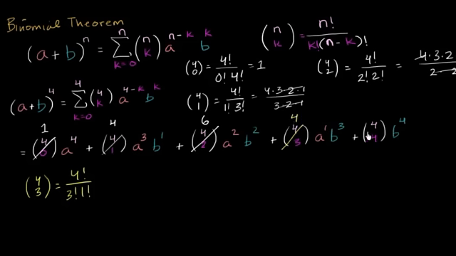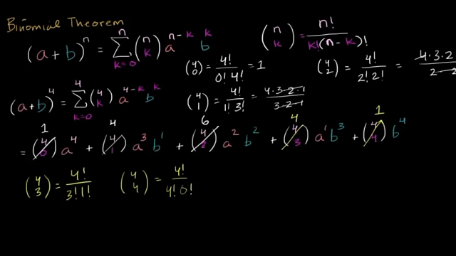And 4 choose 4? Well, let me just do it over here. 4 choose 4 is 4 factorial over 4 factorial times 0 factorial, which is the exact thing we had here, which we figured out was 1. And just like that, we're done. We were able to figure out what a plus b to the 4th power is. It's 1a to the 4th plus 4a to the 3rd b to the 1st plus 6a squared b squared plus 4ab cubed plus b to the 4th.